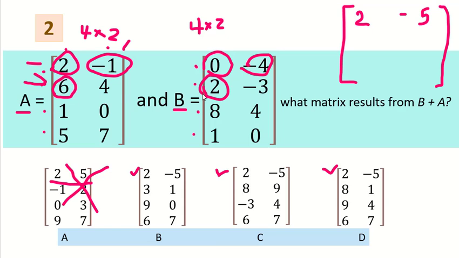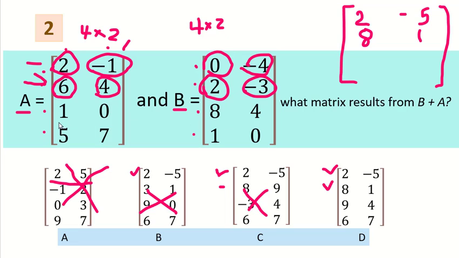6 plus 2 is 8. Just simple addition. 4 plus a -3 is a +1. So let's check that next row. 8 and 1. So this is out. That's 3 and 1. 8 and 1. This is out. So this is the only one that works.